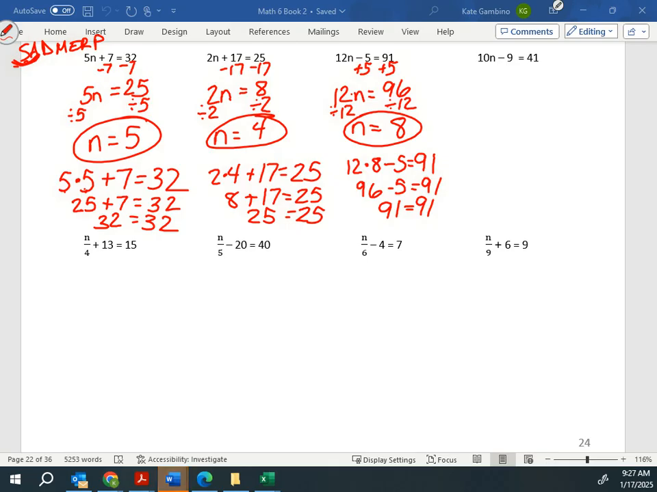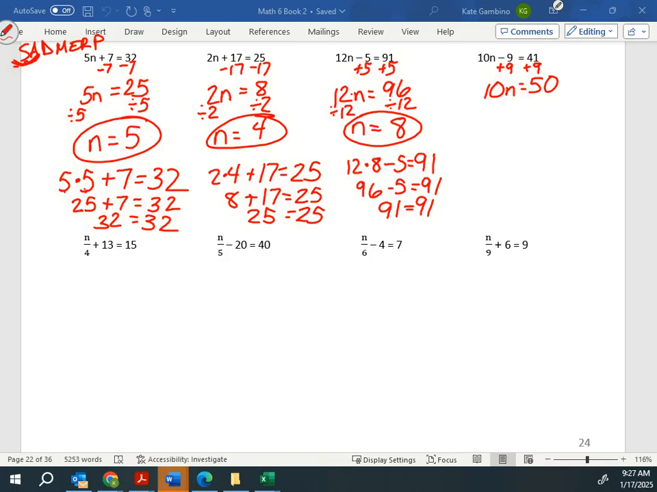10n minus 9 equals 41. What's my first step? Sophie? We have a minus 9 here, so we have to add 9 to both sides. Minus 9 plus 9 zeros out. So we have 10n. 41 plus 9 is 50. So we have 10n equals 50.